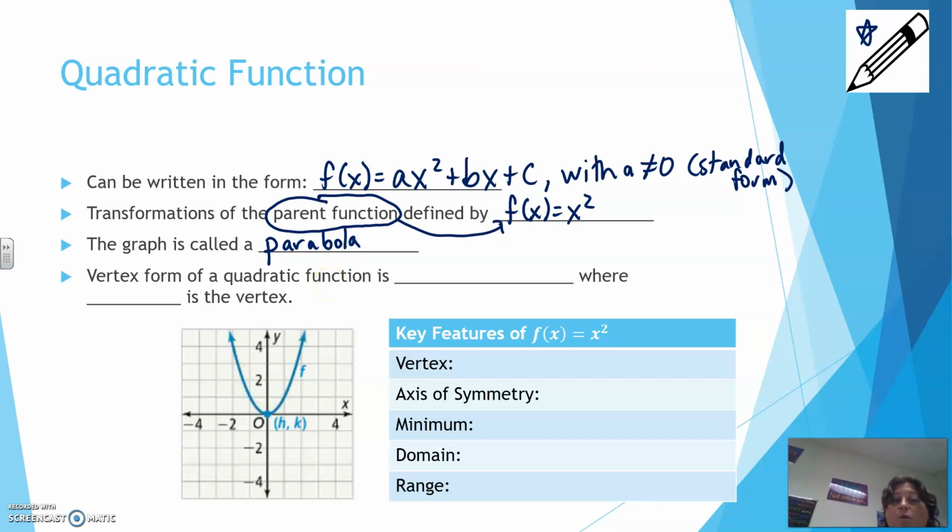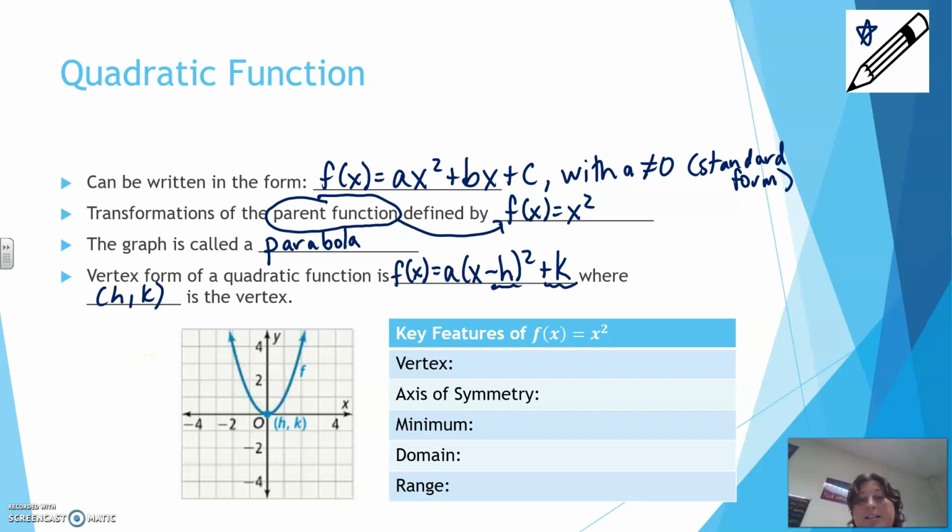And now, vertex form of a quadratic function, which is what we're focusing on this chapter, is f of x equals a times parentheses x minus h, squared, plus k, where the h, k gives us the vertex. That's the ordered pair of the vertex. Last chapter we already talked about how these transformations or translations, sliding the graph left, right, up and down, work. That's going to carry over to this, and we'll look at that on the next slide.